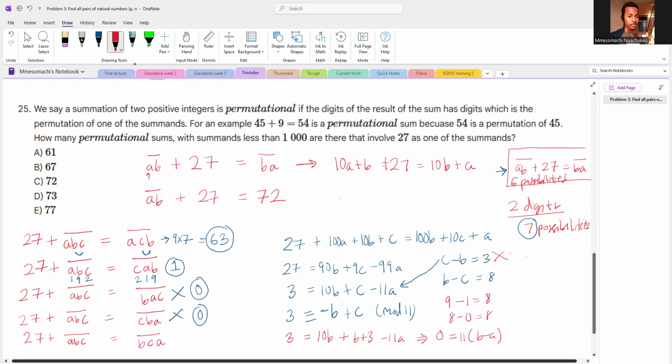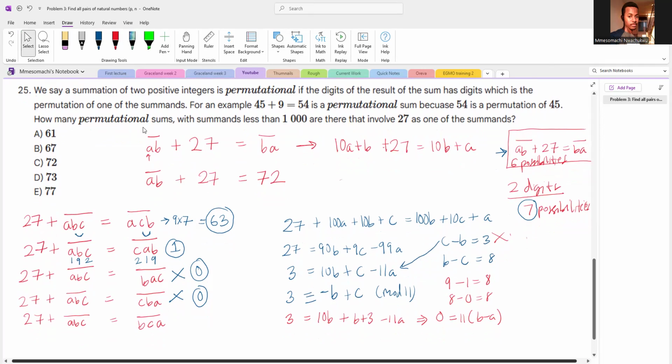Okay, so let me just scroll down a bit. Okay, yeah. So if we have 9 and 1, and we plug it into that equation, we have 3. So let me erase this. If we plug in B equals 9, so this will be 90. C will be 1. So 90 plus 1 minus 11A. So here we get that 11A should be equal to 91 minus 3, that is 88. So this implies that A should be 8.